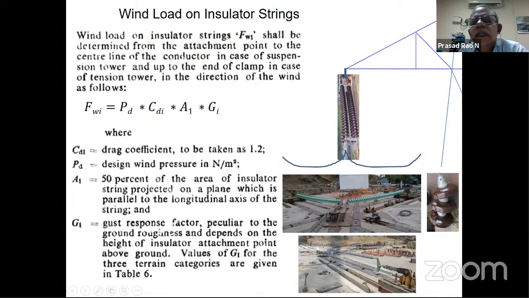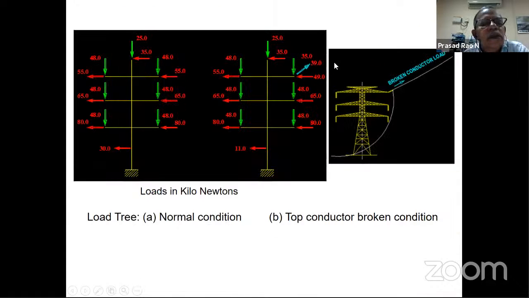So finally, we will arrive at the loads like this. We call this a load tree. What is the horizontal load? What is the vertical load? And what is the broken wire load? Based on the tower configuration and the tower location, the number of broken wires will be decided.